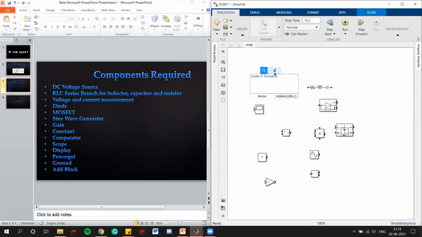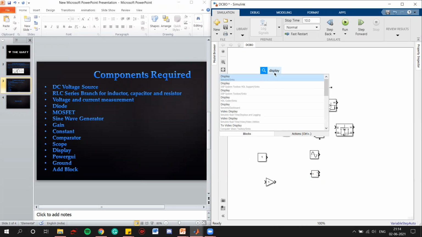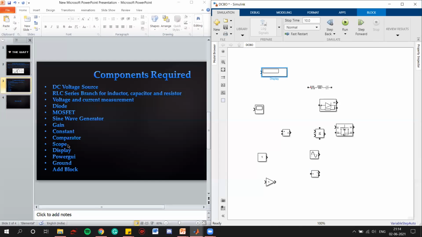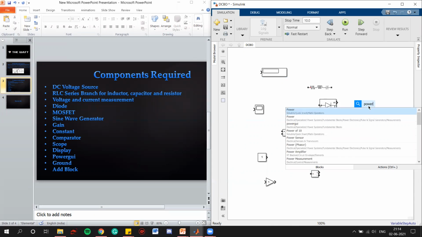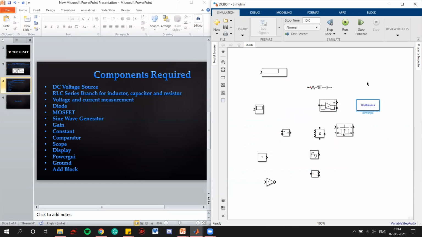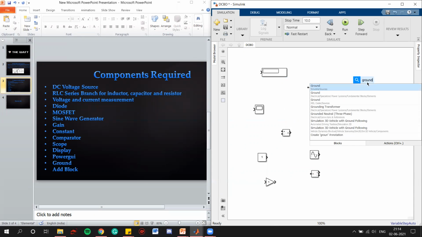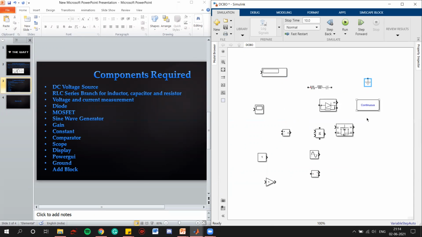Scope display. Power GUI. And then we have ground. Now here also we have different types of ground. So this one, electrical specialized power systems, fundamental block elements, we will use this one.